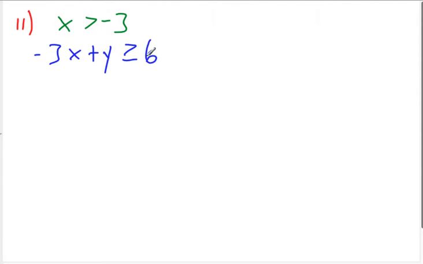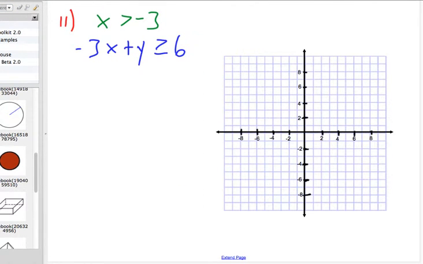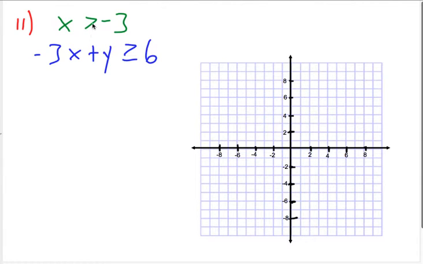So number 11 is, this one will be a little easier. We have x is greater than -3, and maybe it's not as easy. It's not bad either way. Alright, let me grab my graph. Okay, so we have x is greater than -3. That means every point where x is -3, so that's here, here, here, and so on. You get the idea. It's a vertical line.